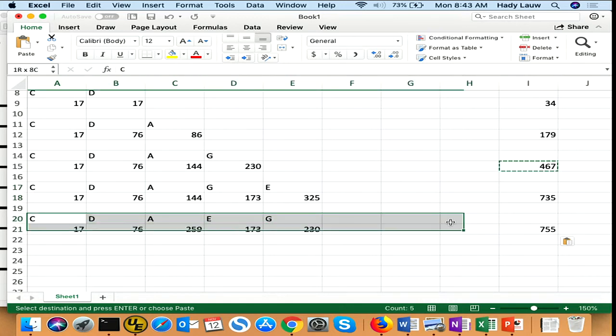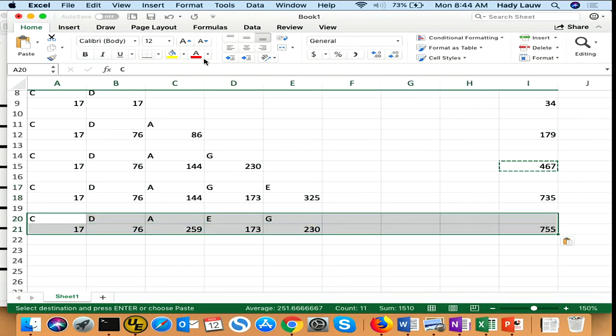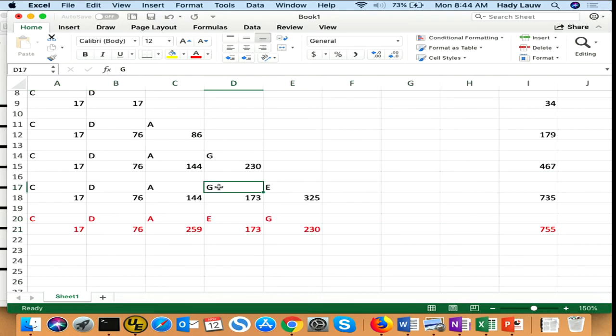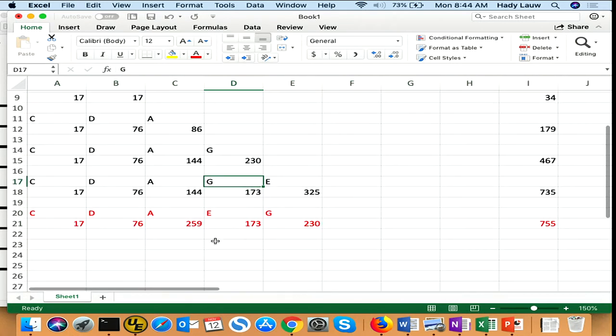So this one, we are going to drop it, right? So we're going to ignore the red one. We're going to continue from this. So C, D, A, G, E. So there are only two cities left now, which is B and F.